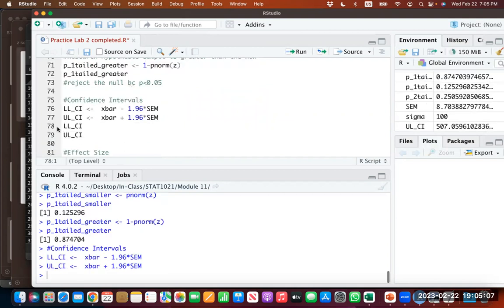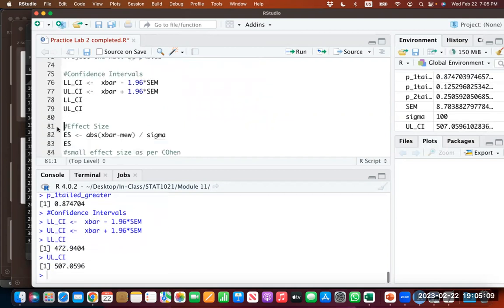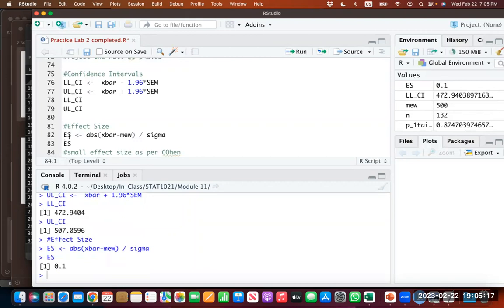The 95% confidence interval, again consistent with what you've seen in Excel, is 472 to 507. The effect size here basically is 0.1. Good. Any questions on anything in R?